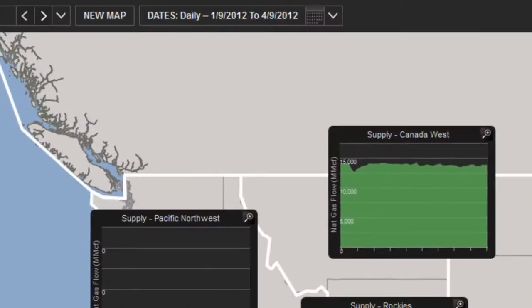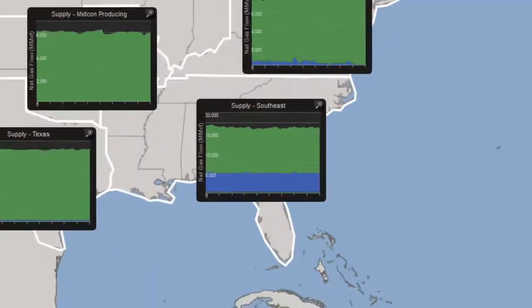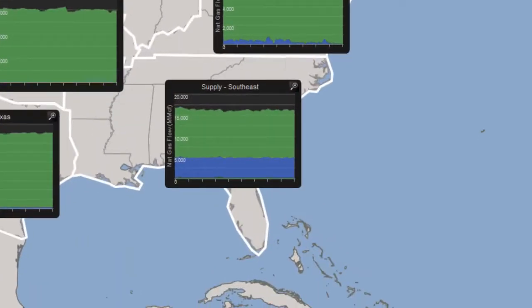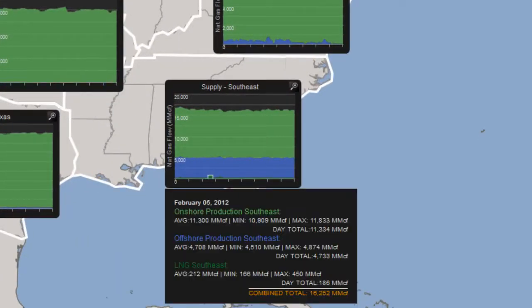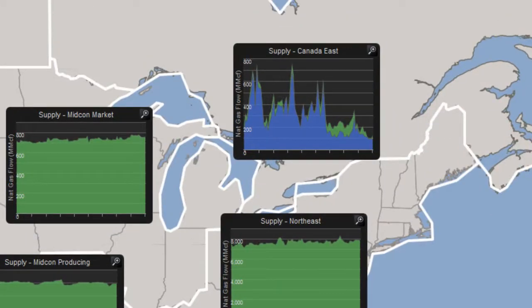From this graph, you can see it's a relatively short time frame, just from the first of the year until today, April 9th, a 3-month span of data across the United States. From a supply perspective, you don't see a whole lot of variation within these graphs, although you do see a brief spike here in the Southeast. You can see the change in onshore production, offshore production, and the very small amount of LNG that's coming into the market. However, you see a lot of variability within the Eastern Canadian market.